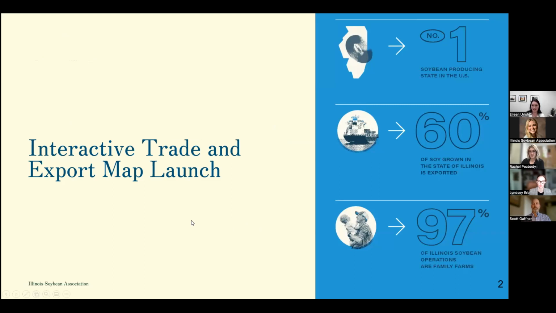Obviously the entire portion of this webinar is going to be focused on trade and exports. Here in the state of Illinois, we are located in a prime location for trade and exports to be our number one. We are once again very proud to be holding the title of the number one producer of soybeans in the US. And of those produced acres, we export 60%. Exports are very important to our Illinois farmers, as you all know.